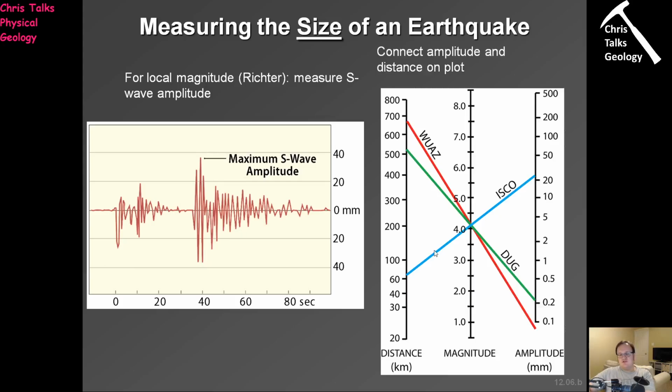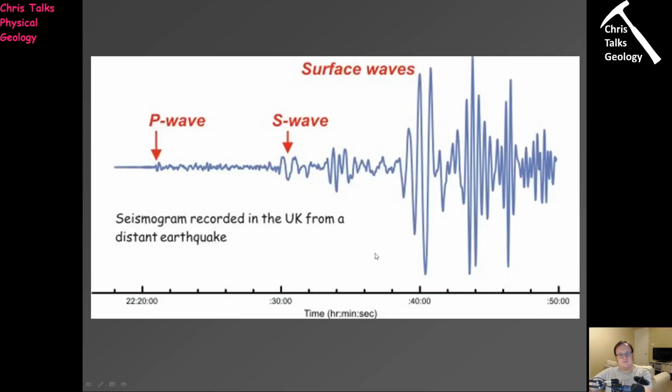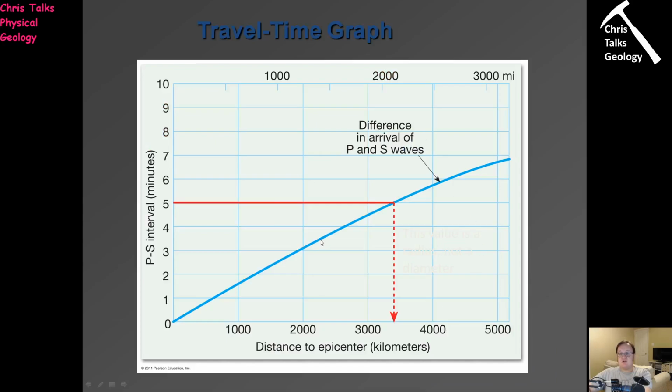So what are we going to do with this information? Well, once we have the amplitude and we have the distance, we can then put it onto a graph like this. For each of the earthquakes, we've already worked out the distance from the earthquake. We know that ISCO was the closest and WUAZ was the furthest, so we got this information from a graph like this. That was relatively simple.